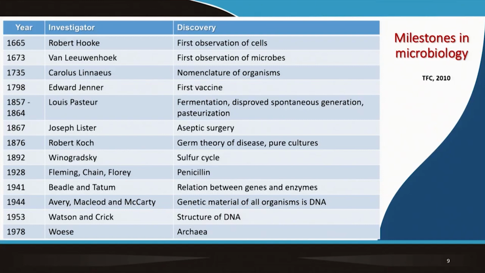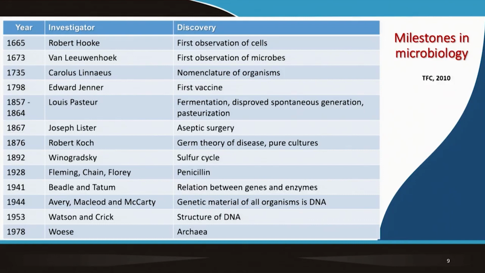Then we come to 1928, when Fleming, Chain and Fleury discovered the penicillin, and they were able to define the importance, or rather the relevance, of penicillin as an antibiotic and its ability to destroy bacteria. Then we come to 1941, Beadle and Tatum.